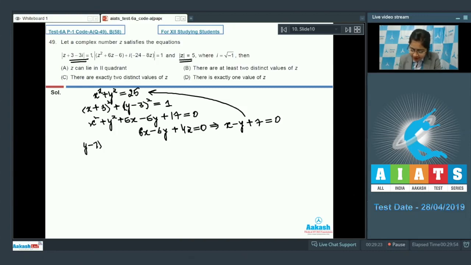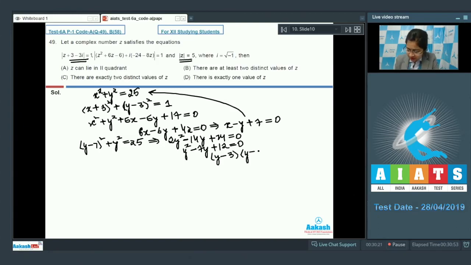So we will get y minus 7 whole square plus y square equal to 25. That is, we can say that 2y square minus 14y plus 49 minus 25, that will be plus 24, equal to 0. That is, y square minus 7y plus 12 equal to 0. So the roots will be y minus 3 into y minus 4 is equal to 0. That is, either y is equal to 3 or y is equal to 4.